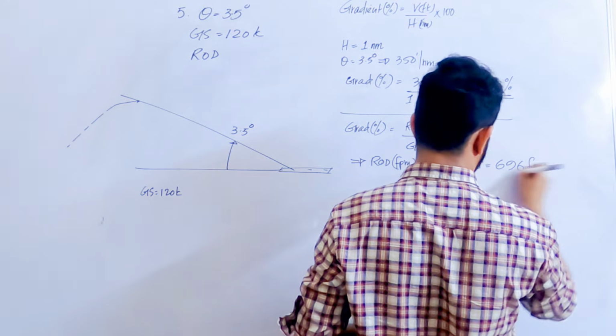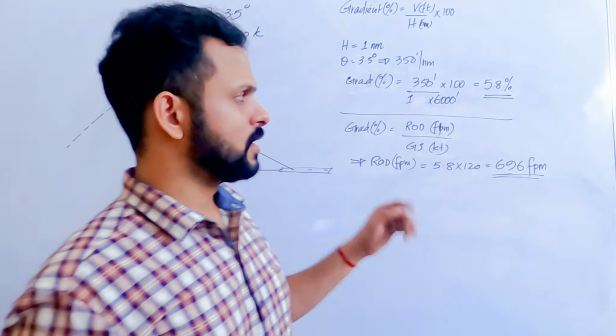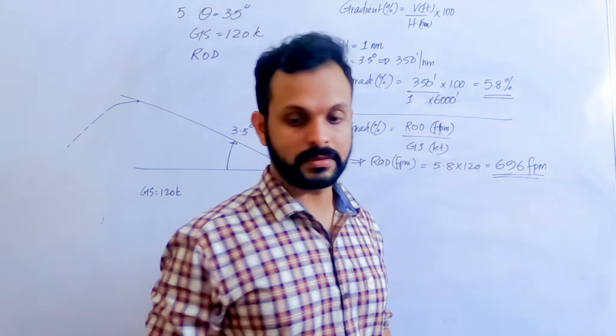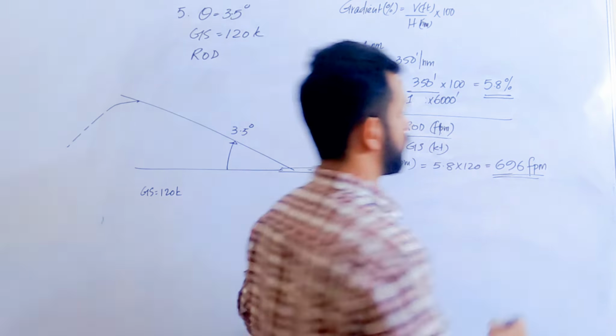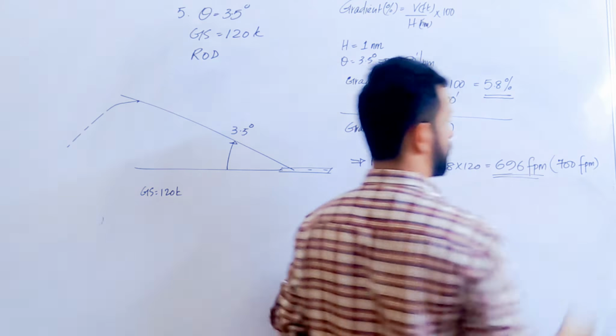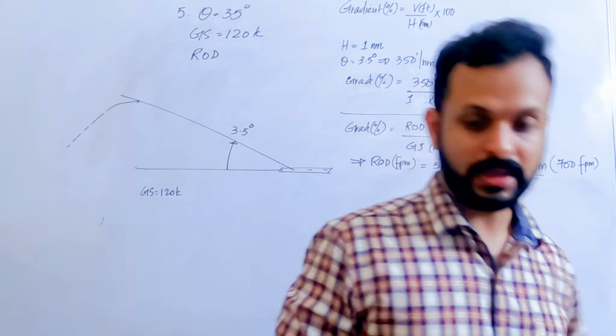So you can see for a 3-degree glide slope, it's around 600 feet per minute. Therefore, it's more than that. For 3.5 degrees, it's 696 feet per minute. You can round this off very well to 700 feet per minute. Nothing wrong in that. Let's visualize the same thing in a different way.